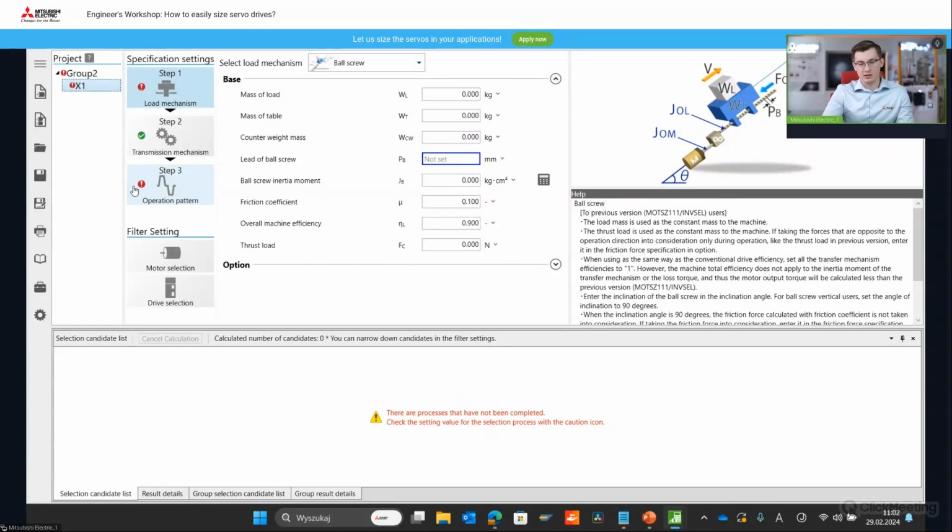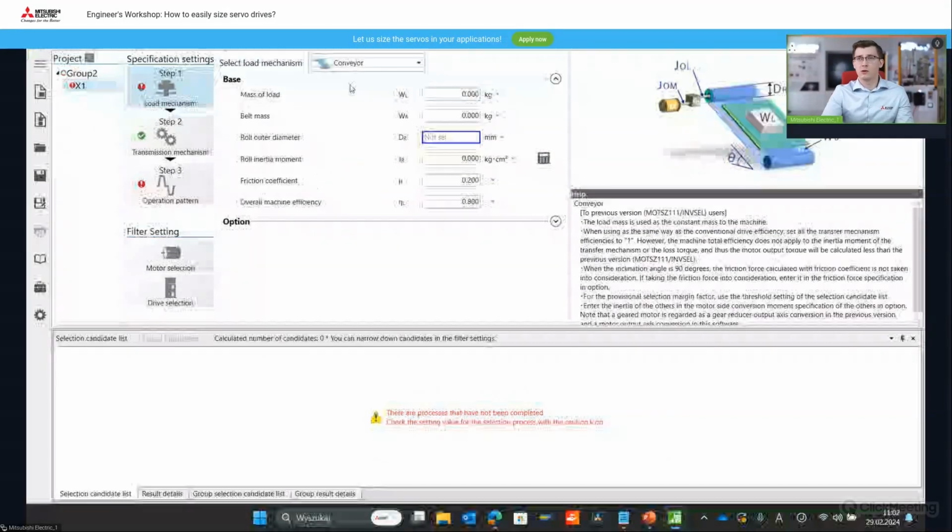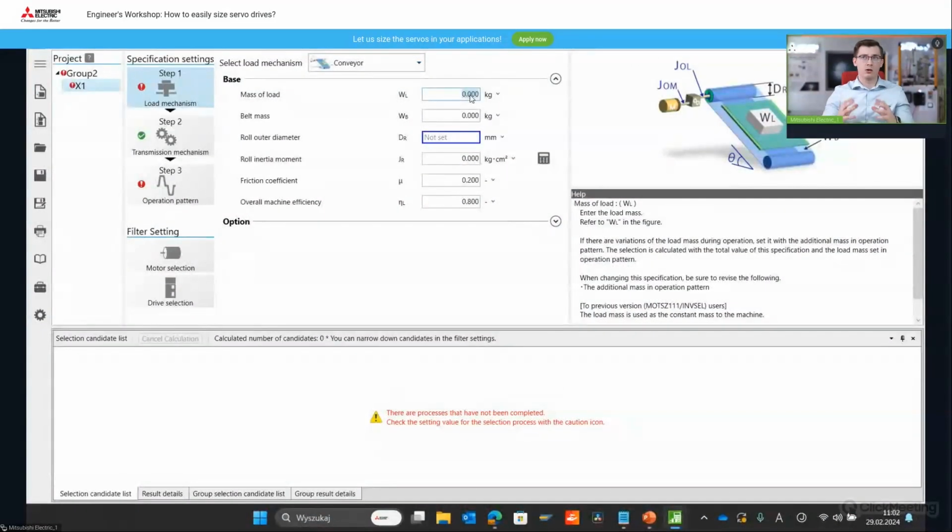And on this axis, we are using the tooth belt. So from step one, you have to choose which exact load mechanism you want to use. And in this case, it will be conveyor. So I'm choosing that. What is the load of the application? Let's say the whole Z-axis with the additional mechanical parts and so on. The mass is 100 kilograms.